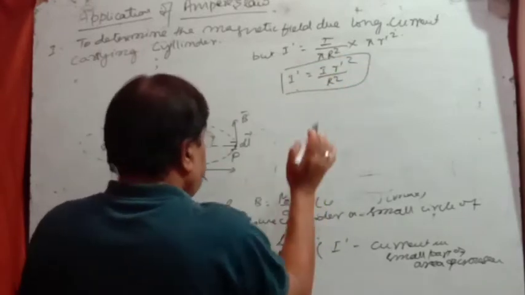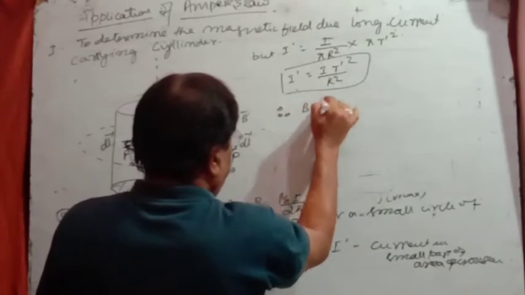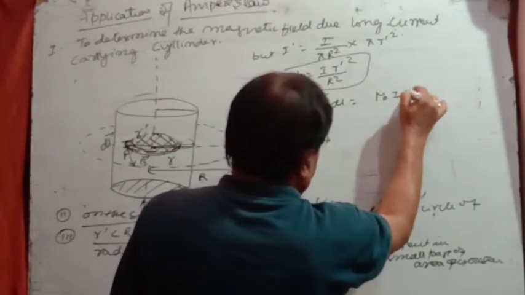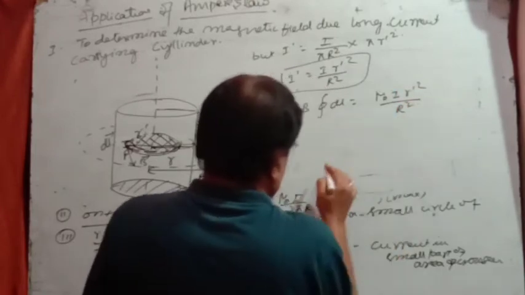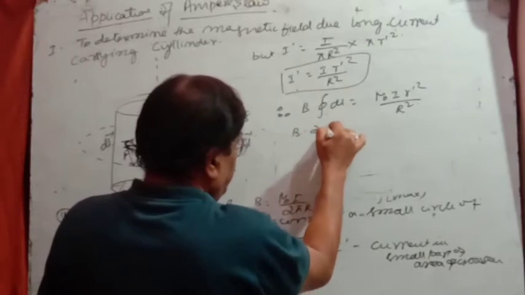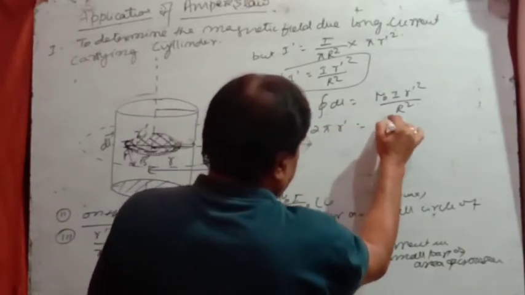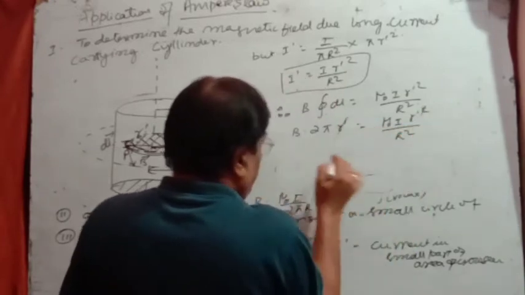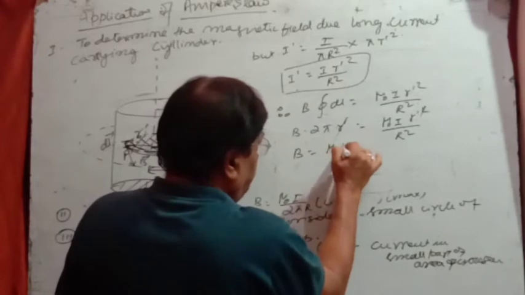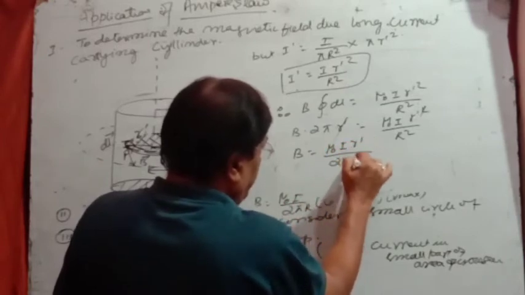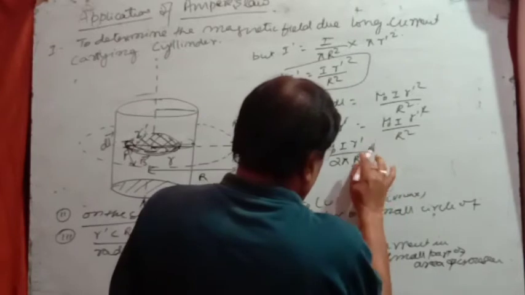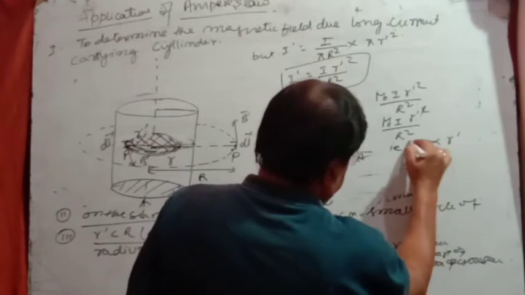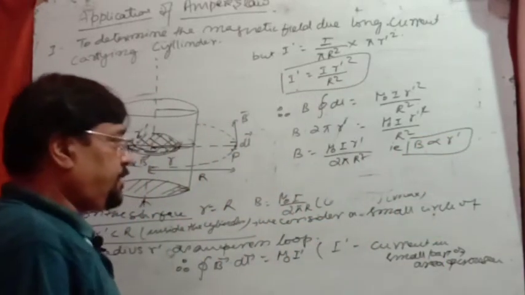Substitute this value in this equation. Therefore, we have B dl is equal to mu naught times I r dash square by capital R square. But dl is what? It is 2 pi r dash. So it is equal to mu naught I r dash square by R square. It will cancel out. So B will be equal to mu naught I r dash by 2 pi R square. That is, B is directly proportional to r dash, because capital R is constant.